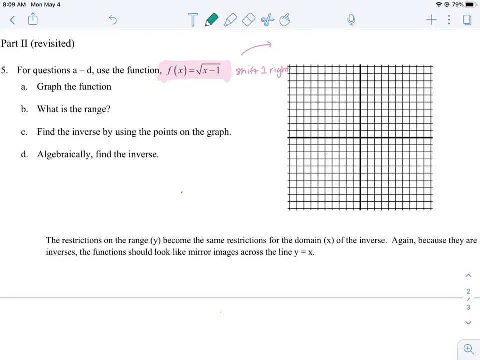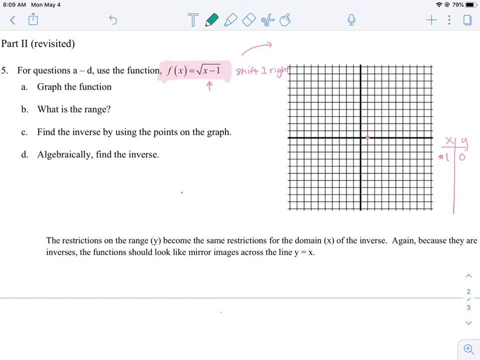Because I'm not in Notability, I can't do my fancy graph the parent and then shift it over one to the right. So I'll make a table for those people who like a table. Again, you always start with what would it take to make this part equal 0, and that would be a 1. So that's the end point. That is where your graph begins. So we're going to do the square root of 1 minus 1, which is 0.